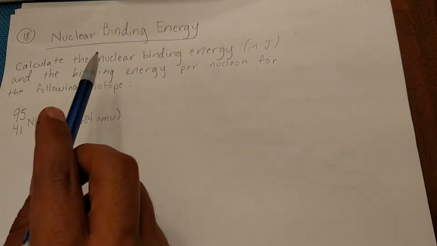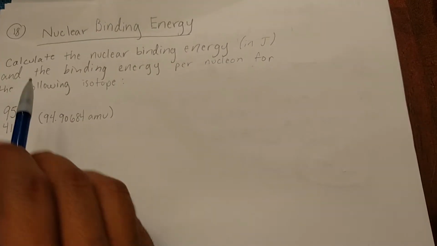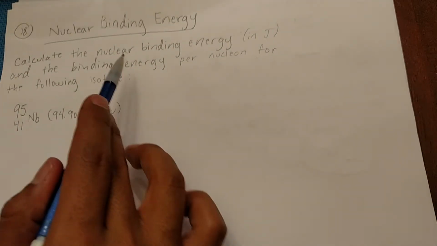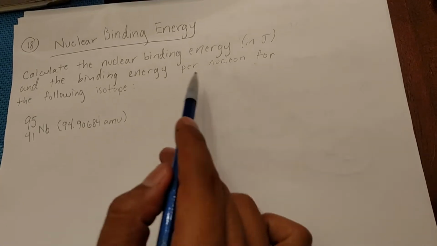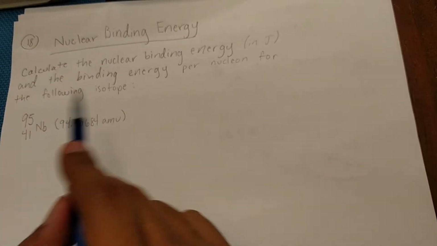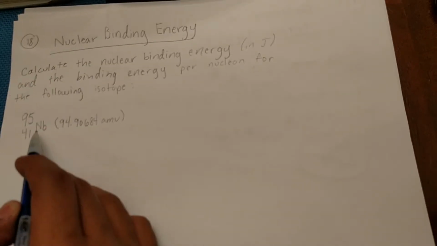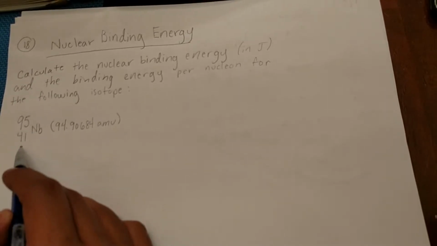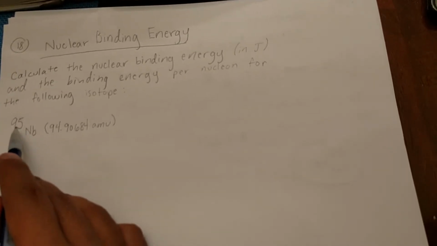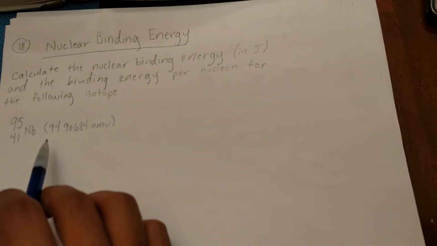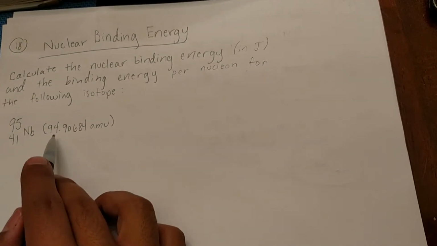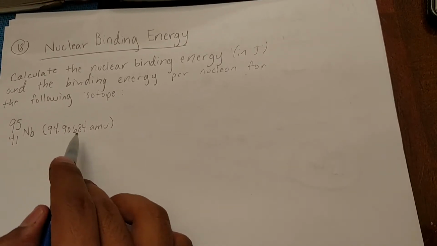This is a problem on nuclear binding energy. The question says, calculate the nuclear binding energy in joules and the binding energy per nucleon for the following isotope. Niobium, which has an atomic number of 41 and a mass number of 95. And it gives us the AMU of niobium, which is 94.90684 AMU.